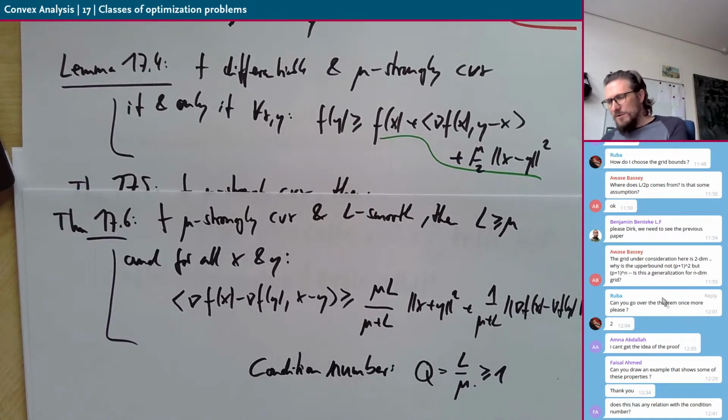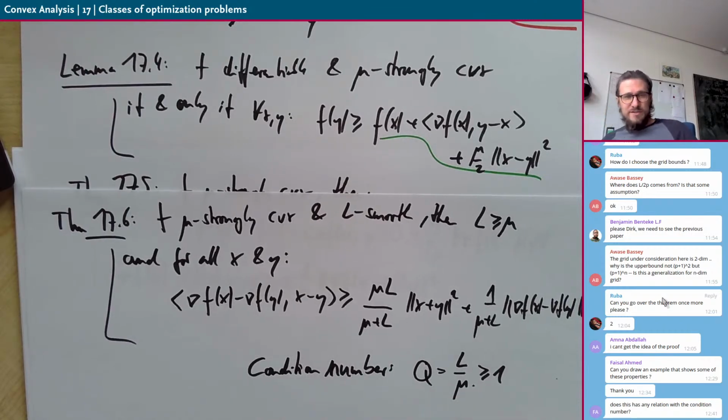But that's not the full story, because we will also consider the case mu equal to 0. Our first two function classes did not have any strong convexity built in. So we'll also have the case mu equal to 0 and still get some meaningful results in there.